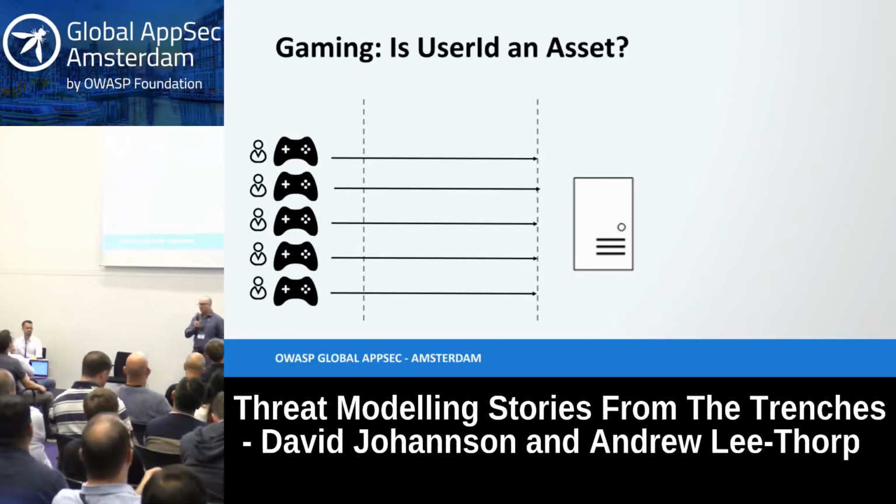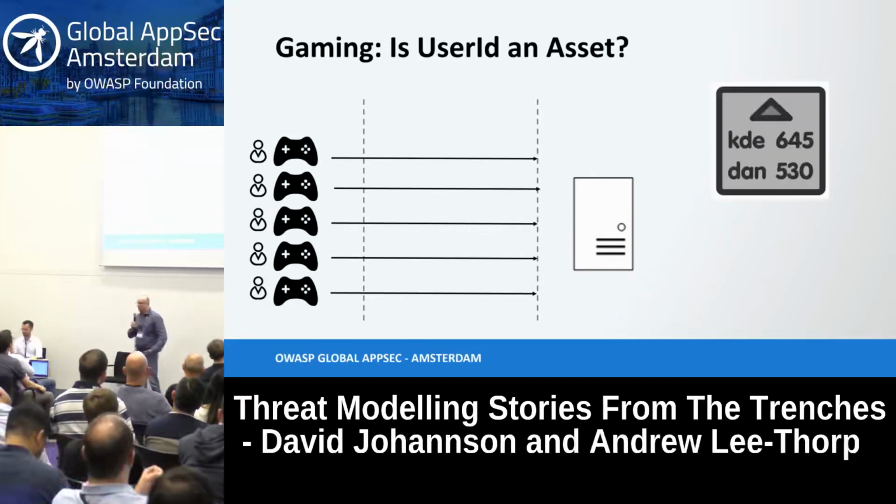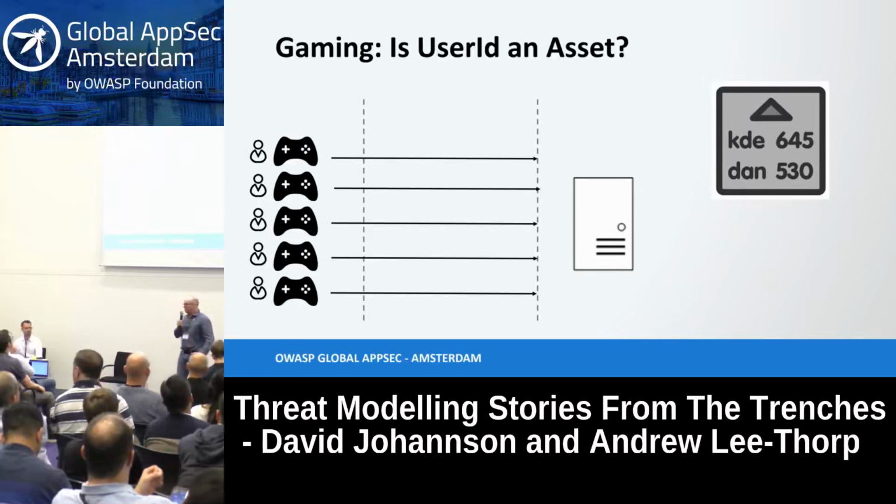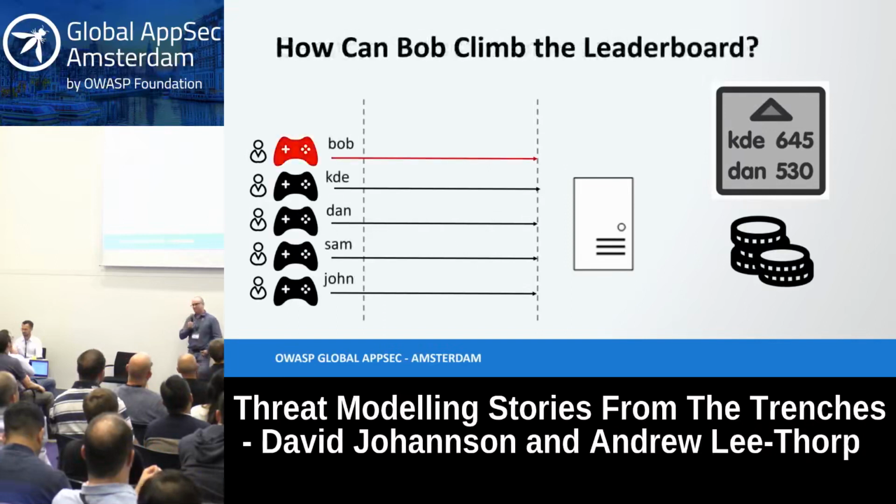So the example we have is from a multiplayer game where critically there was money involved. And so people were playing for points, and there was a leaderboard, and there was money for the best player. So what's the attack here? Very straightforward attack.